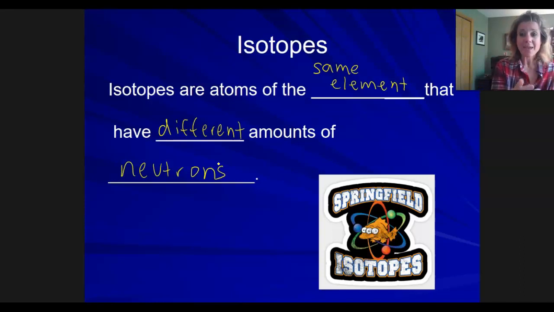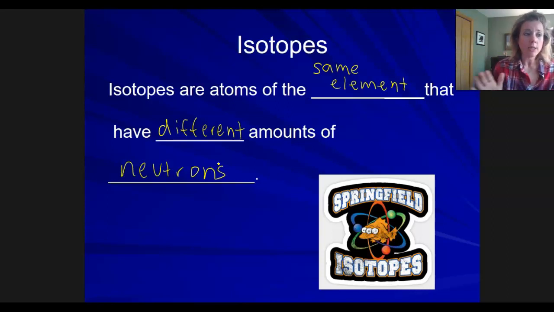But they may have different nuclei. They may have different numbers of neutrons, which means that they are isotopes of each other. So the number of neutrons is what's going to make one gold atom different from another gold atom. It's never a different number of protons. The protons that are found in an atom are kind of like a fingerprint for that element.